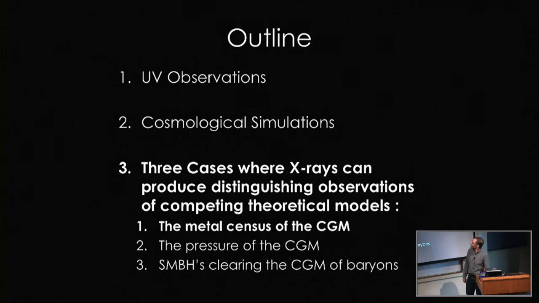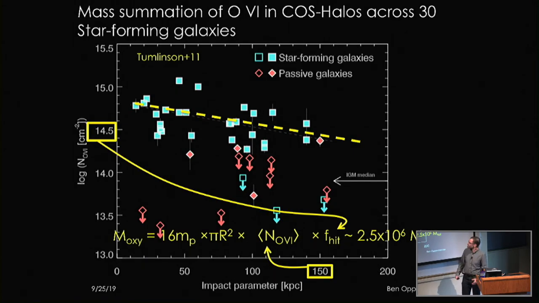But going on to the X-rays and why I have become an X-ray astronomer, or am progressing in that direction: some of these observations in the UV are a big part of this Nature paper by Jason Tumlinson in 2011 that showed an impressive amount of oxygen 6 around star-forming galaxies. If you think every star-forming galaxy's halo is the same, which is the best we can do, and fit a radial profile to that, you can integrate the mass out to 160 kiloparsecs in oxygen 6, and it's significant. It's a couple million.